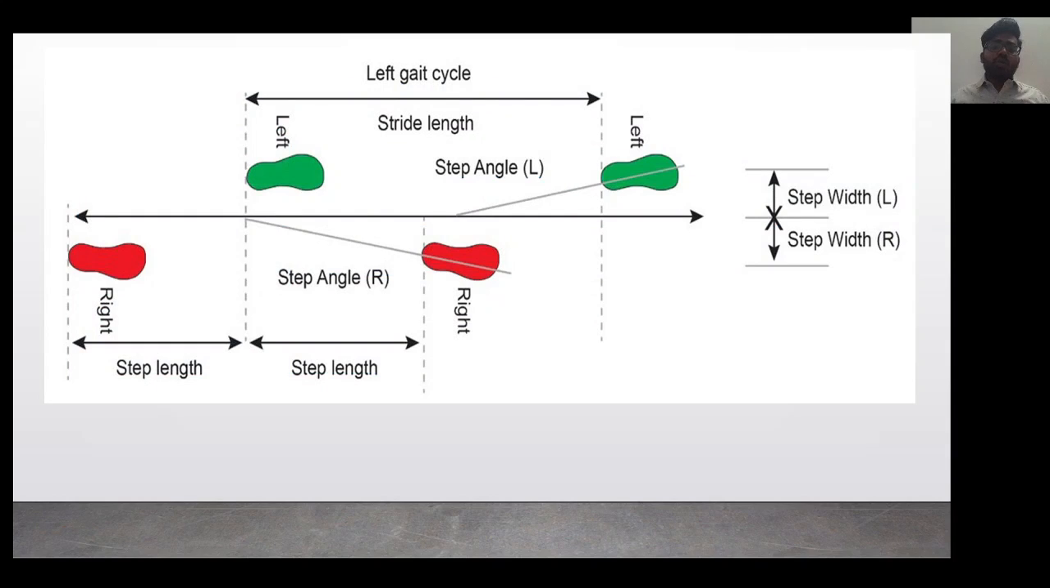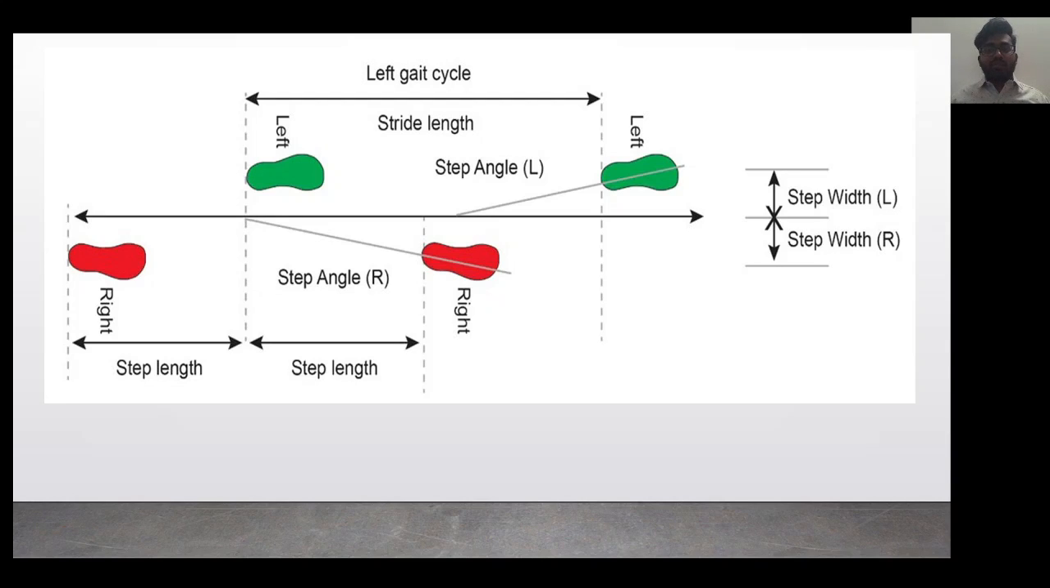Now let's look into what spatial gait parameters are. Spatial gait parameters are used to analyze the step length, step width, and the foot angle with respect to a line of progression. In this image, you'll see that the left and the right are divided by one single midline. This is called the line of progression. Based on this line of progression, we can calculate the foot angle, the step angle, and differentiate the step length and the stride length.